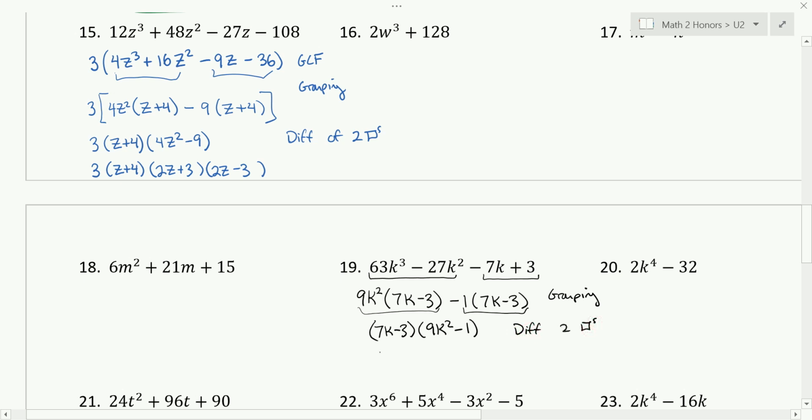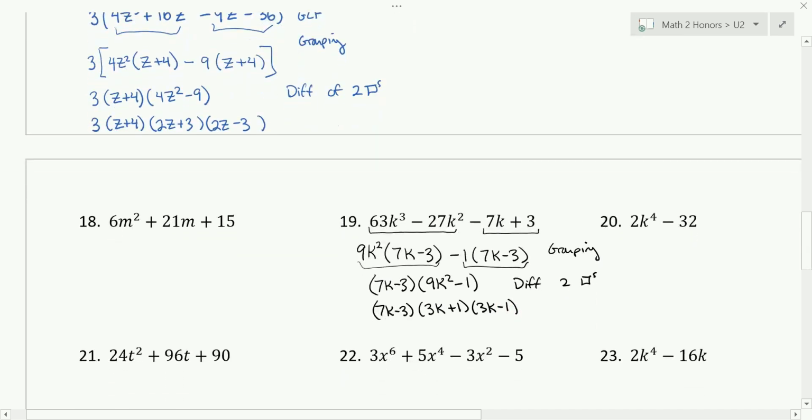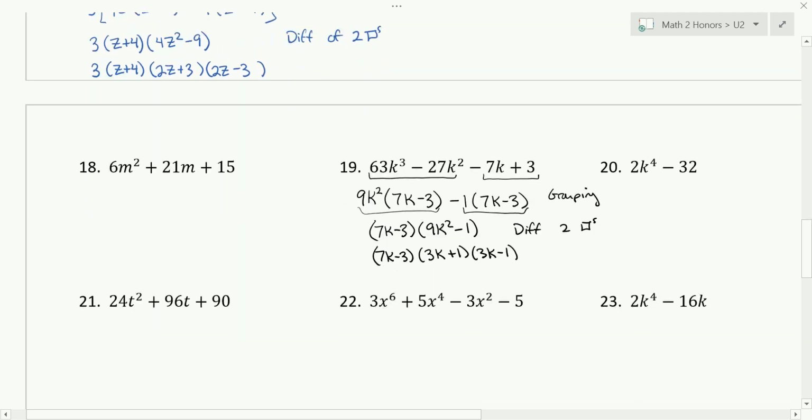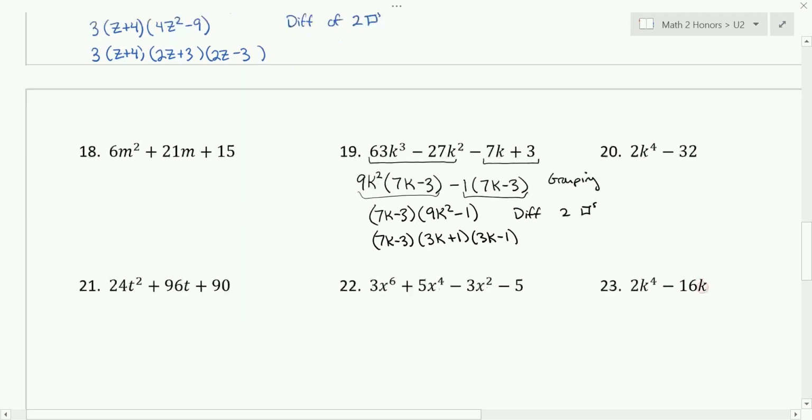So we leave the 7k minus 3. And we're going to factor the next one to what? 3k plus 1 times 3k minus 1. Okay. Are we done? Yes. Okay. All right, I'm done doing the 4-term ones. Pick 21 or 23. 21?